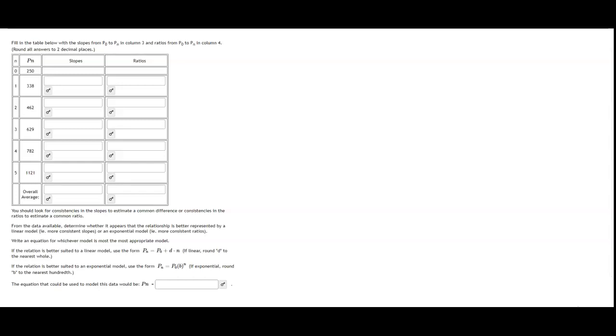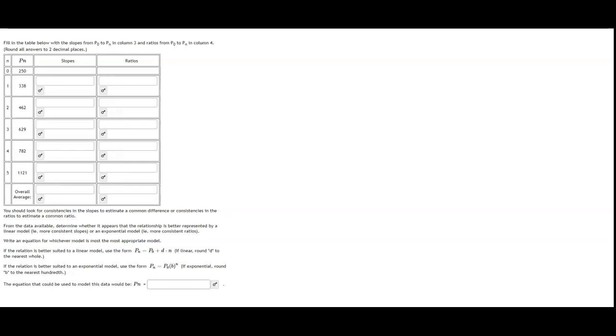Welcome to a video on comparing slopes over a set of ordered pairs compared to ratios over a set of ordered pairs. We have already done this with slopes, and we're comparing these slopes from p sub 0 to p sub n. So that means we're spanning from 0 to 50 to 1, 338, and then 0 to 50 to 2, 462, and then 0 to 50 to 3 to 629, and so on. So we're going to be finding the slopes from this point 0 to 50 to all those consecutive points.